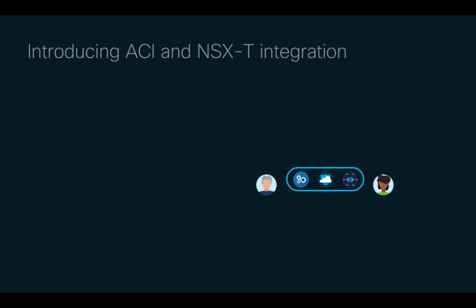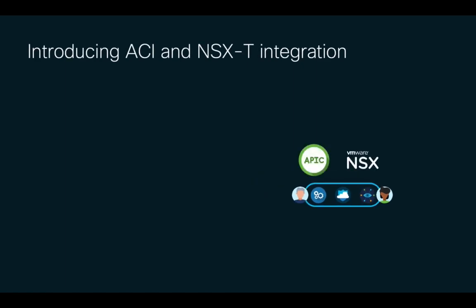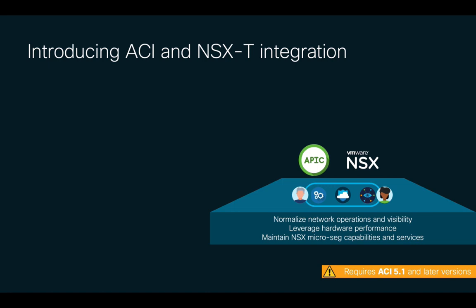This is why ACI now supports NSX-T integration as VMM in versions 5.1 and later. The main objective is to integrate both worlds when needed, normalizing networking operations and reducing overhead to the VM admin while preserving NSX-T microsegmentation capabilities if desired.